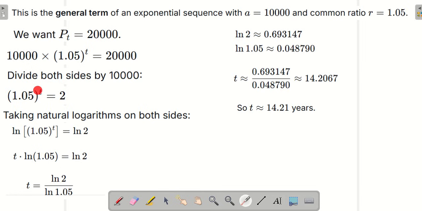We will get this. Then here you can take log of both sides. I took natural logarithm, but you can take the normal logarithm, log 10 of 1.05 to the power T equal to log 10 of 2, like this. Then you know what to do. This T will come here, you divide through by it. So that is one approach of solving it.